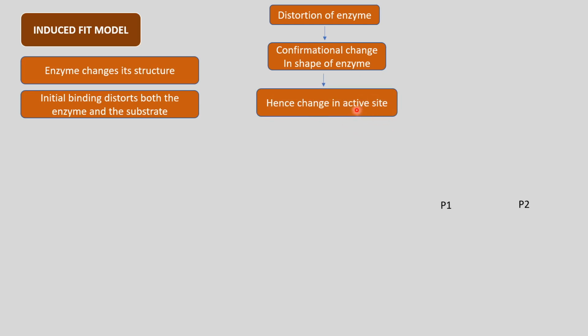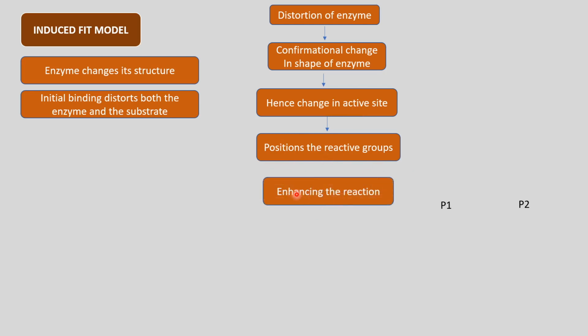Since the active site is a part of the enzyme itself, any conformational change of the enzyme means that there would be change in the active site, and this positions the reactive groups in a way that can enhance the reaction. Now this adjustment is mainly for enhancing the reaction, so that the reactive groups that are present can be positioned properly, so that the reaction proceeds properly, right? So that's why this torsion of enzyme is important.